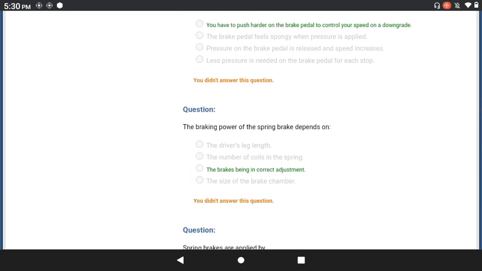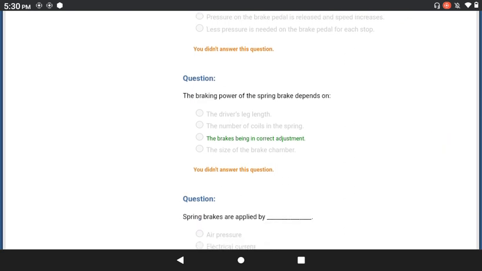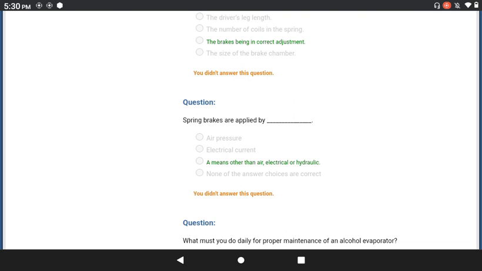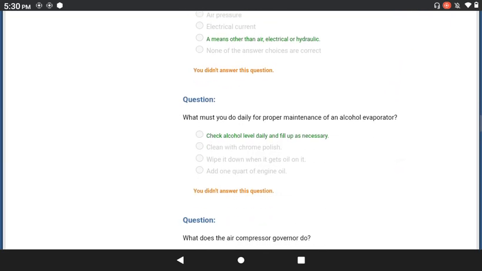The braking power of the spring brakes depends on the brakes being in correct adjustment. Remember that. That's 2 that you guys just heard back to back about the brakes being in correct adjustment. Spring brakes are applied by a means other than air, electrical or hydraulic. What must you do daily for proper maintenance of an alcohol evaporator? Check alcohol level daily and fill up as necessary.